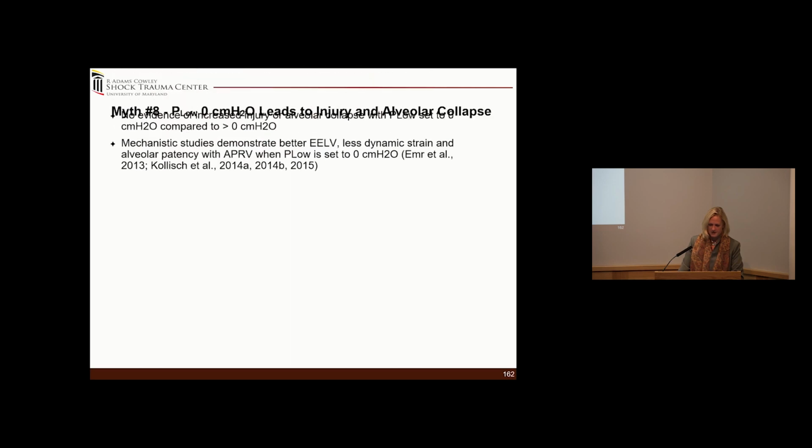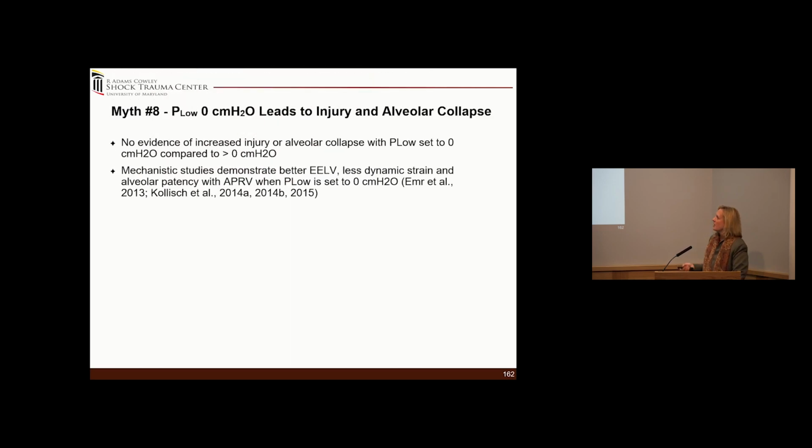Let's see. Myth number 8: that a P low, if we set it to 0... And so there's a couple things here. A lot of people see that P low is 0 and say there's no way you can set that to 0. And we even heard this at a lecture: I don't care what you set the T low to, there will absolutely be collapse if you set that P low to 0. And the studies show also that there's less dynamic strain and alveolar patency when the P low is set to 0.